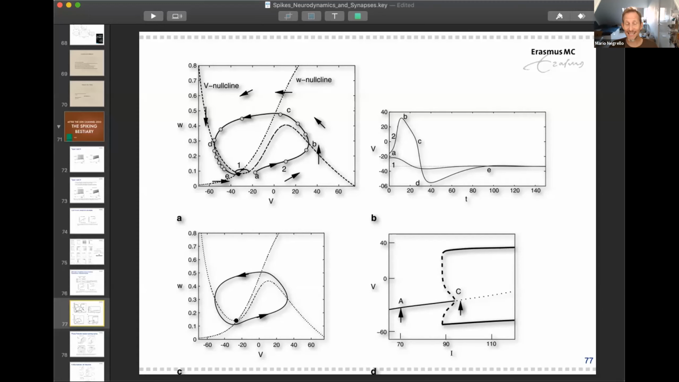And the fixed point only exists if the two nullclines are crossing. If the nullclines cease to cross, or if the equilibrium loses stability, you have this dotted line here, which is the moment from which the equilibrium is no longer attracting, is no longer stable.